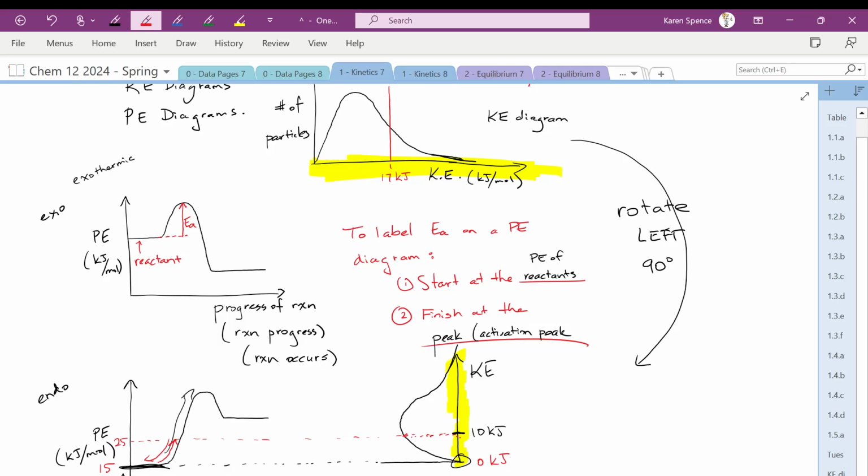How much energy do particles need to get to the top of the activation peak, which is here? And what does that look like? That looks about like 25, 30. Is that 45? Does that look like a 45 there? About, okay, so that's 45. So, how much energy do these particles need to get from the reactants to the peak?